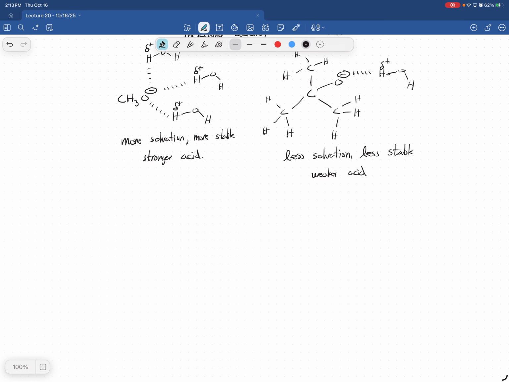Okay, so let's resume what we were just talking about. Acidity of alcohols. More substituents around the OH group decreases the acidity based on the solvation effect. There's also a few other effects we'll talk about. We talked about this a little bit in the very first chapter of this class about acids and bases, but now we can see the effect of substituents on acidity of alcohols.